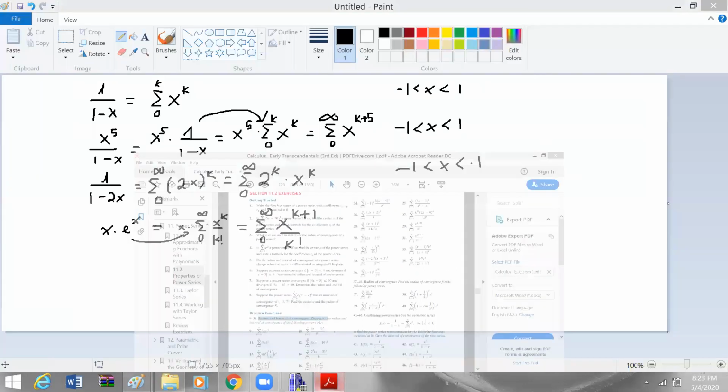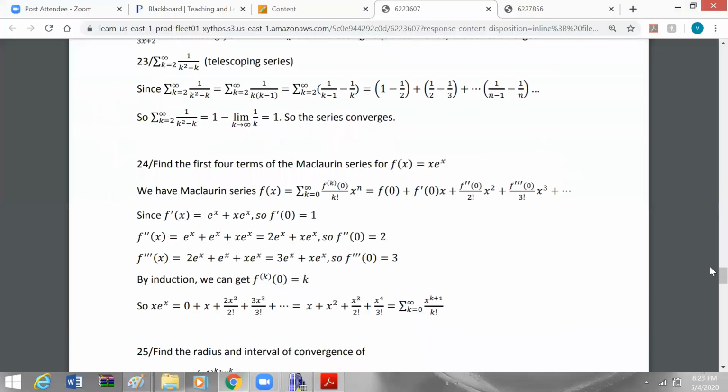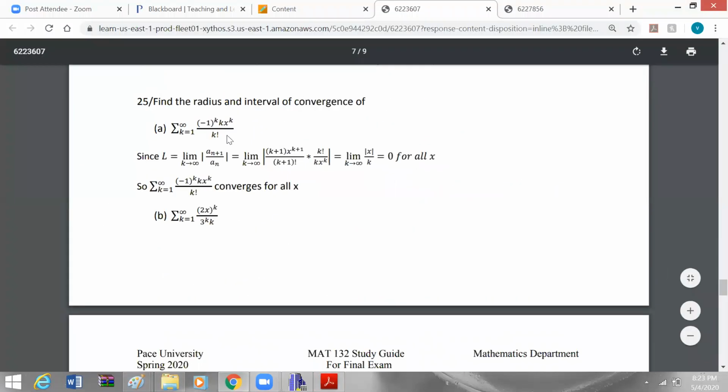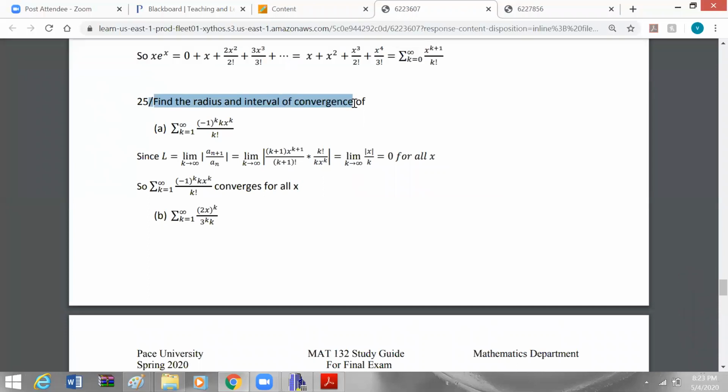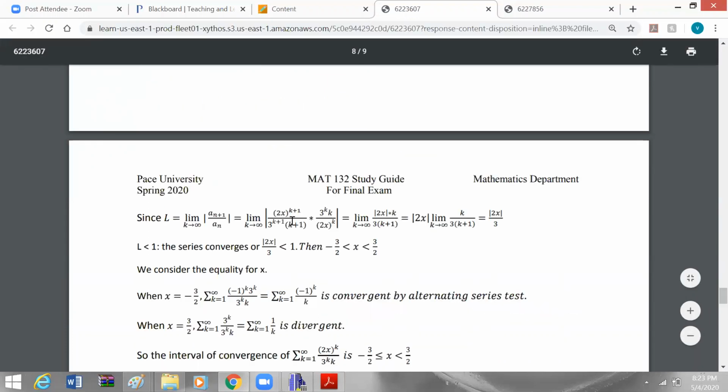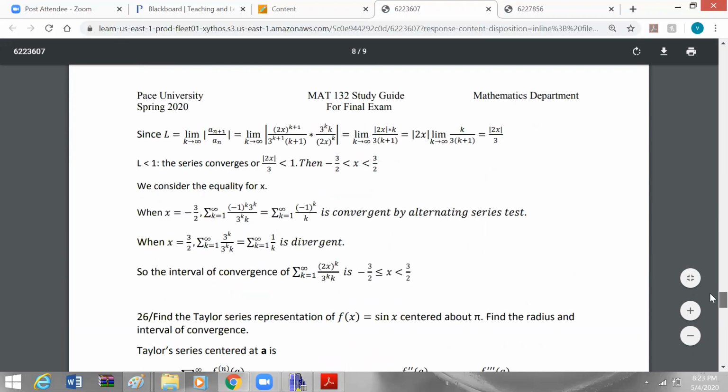For example, when it comes to the final exam, we can see that the question states very clearly that we need to find the radius and interval of convergence of certain terms, using the ratio test, which is R instead of L. I'm not sure why I put down the L. It should be R, and then we can also deal with that. Generally, this is what we need to do.